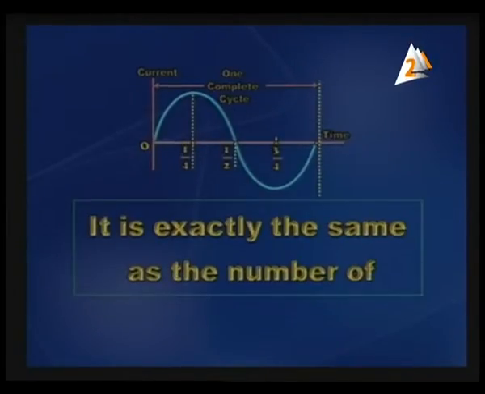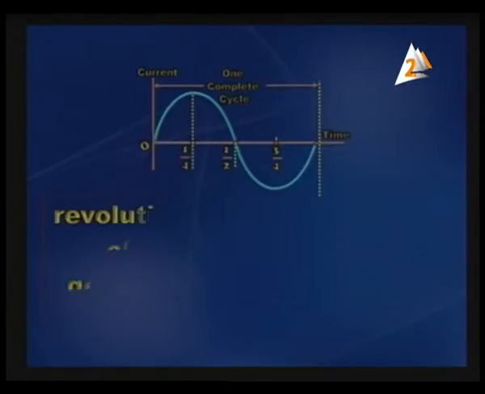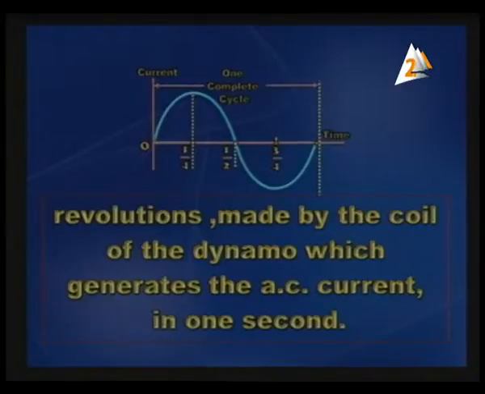And what about the frequency? It is exactly the same number as the number of revolutions made by the coil of the dynamo which generates the AC current. Of course, the same revolutions made in 1 second. So this was about the definition of AC current, and the frequency of the current, which is equal to the frequency with which the coil of the dynamo is rotated, which is the number of revolutions made in 1 second.